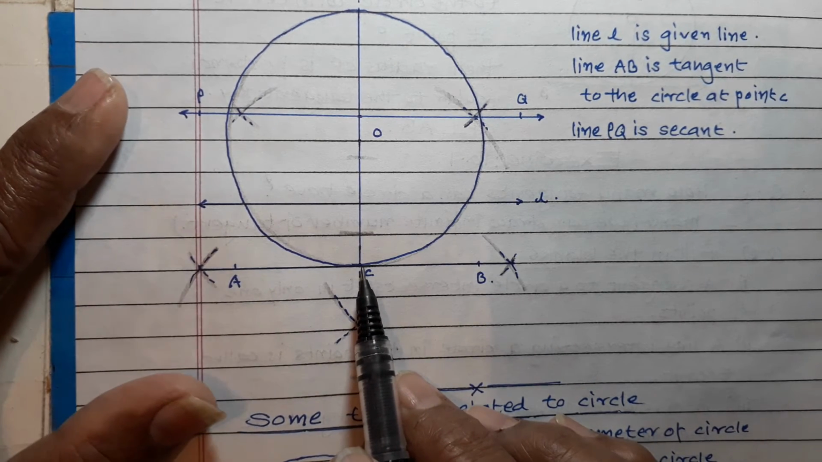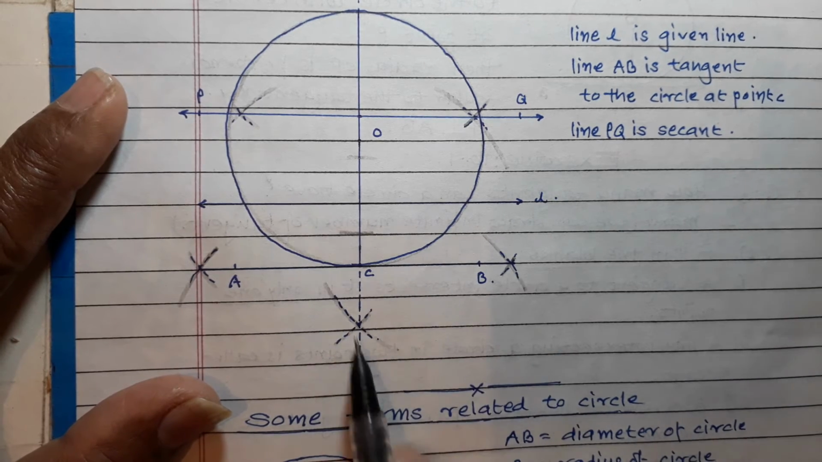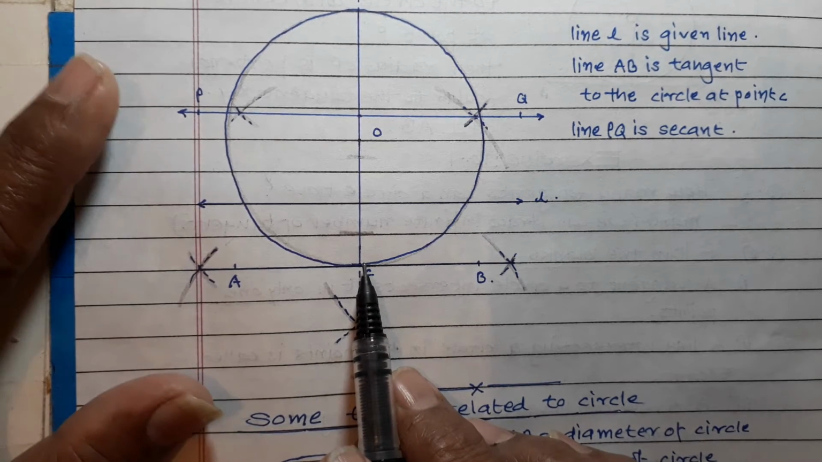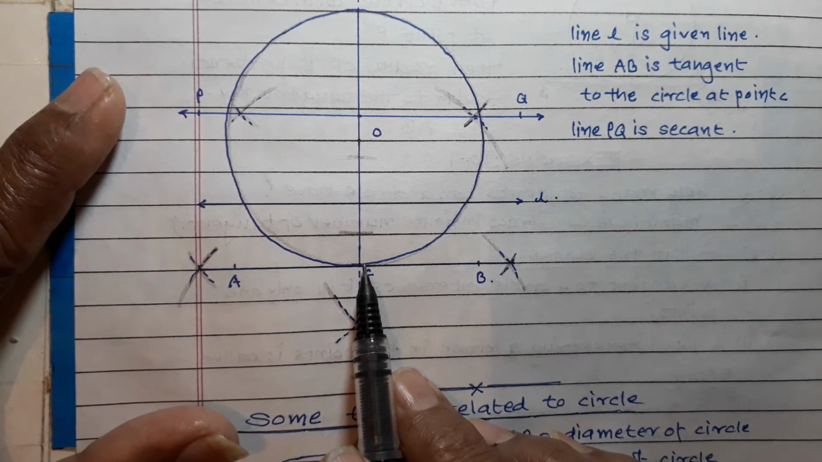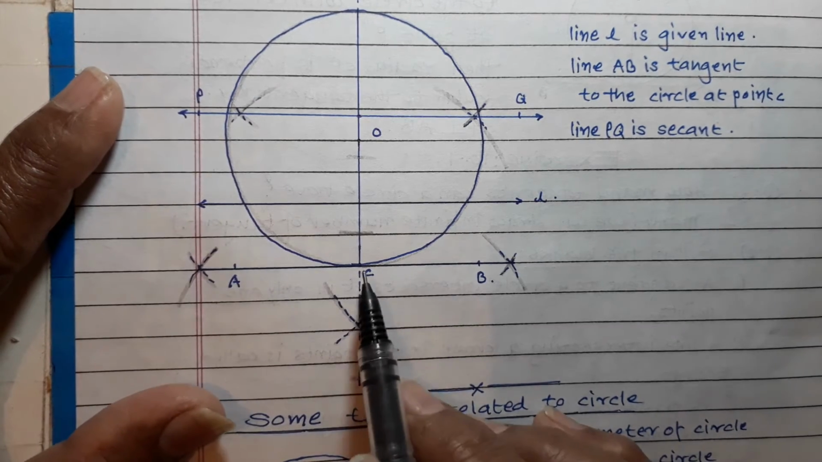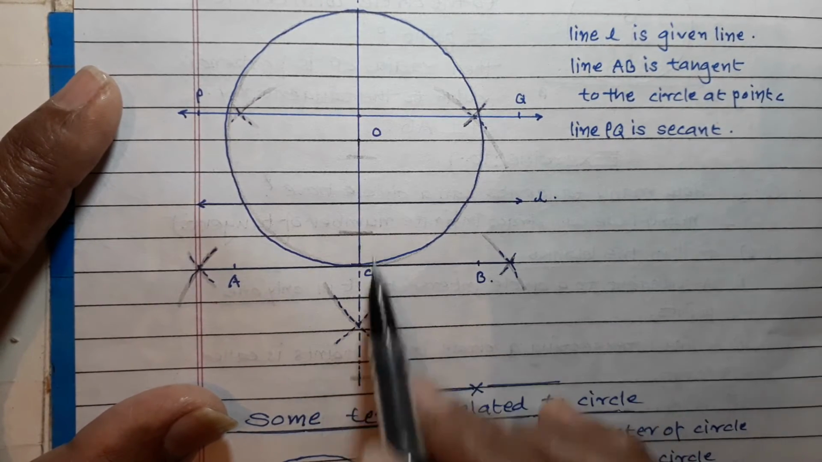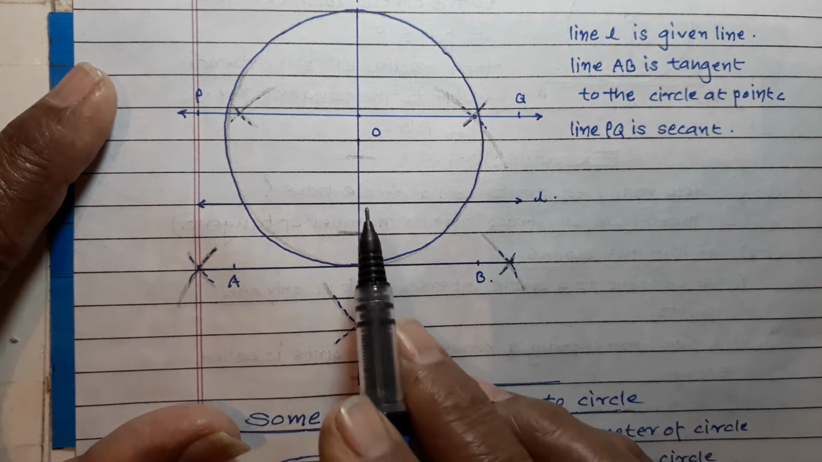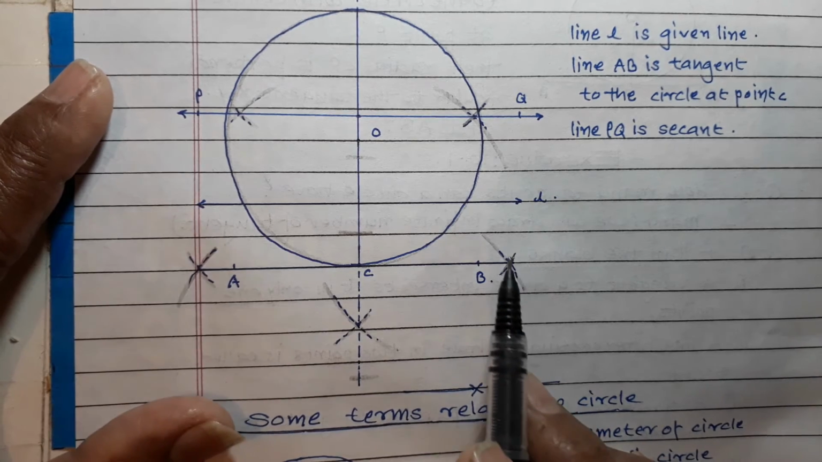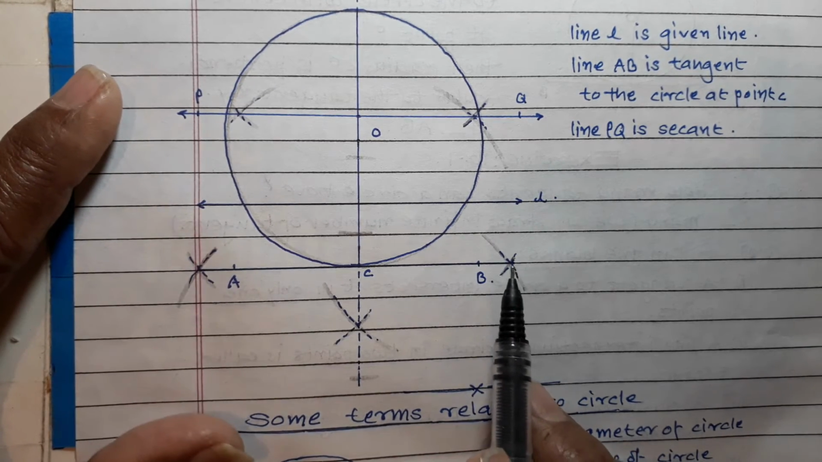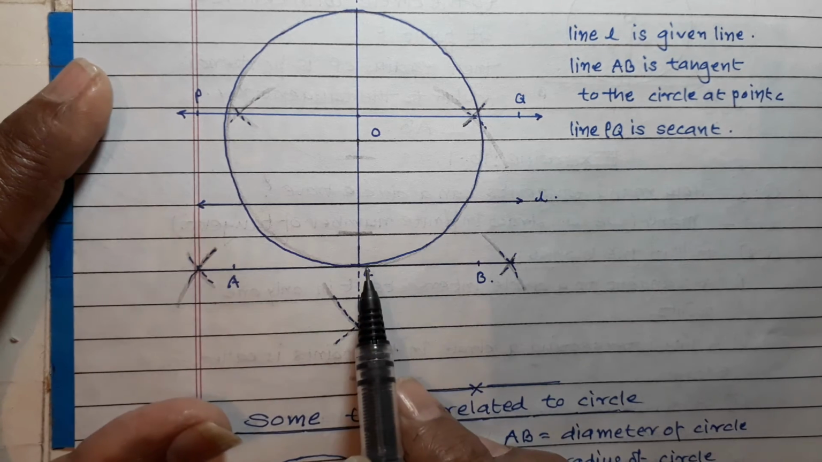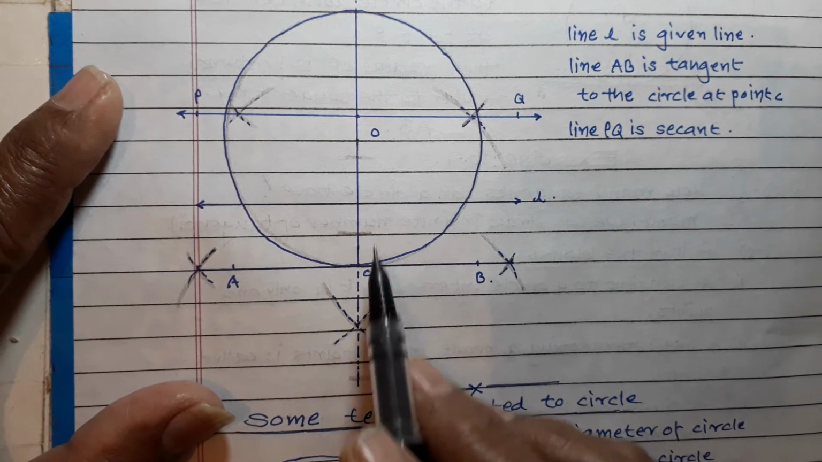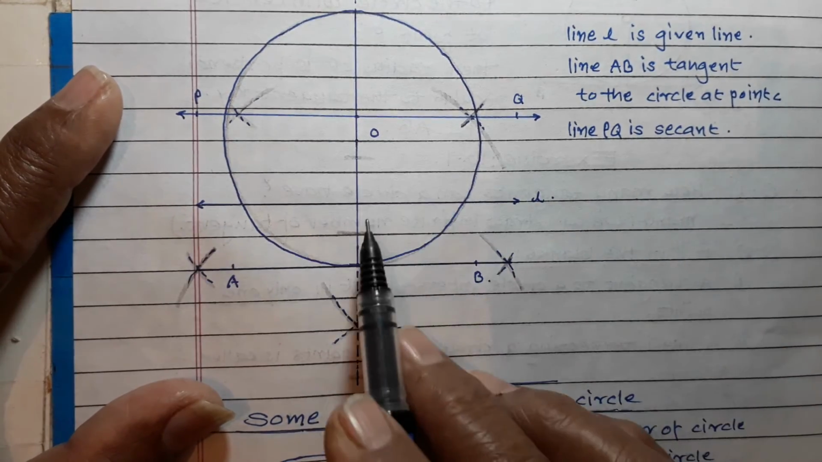From this, again draw a perpendicular to this line. You know this is also the perpendicular from a given point on the line. Take an equal distance from both sides of C, keep your compass point on both points and take sufficient distance. So this is a perpendicular passing through the point C, and therefore this is a tangent to the circle, and then draw a line parallel to this line.